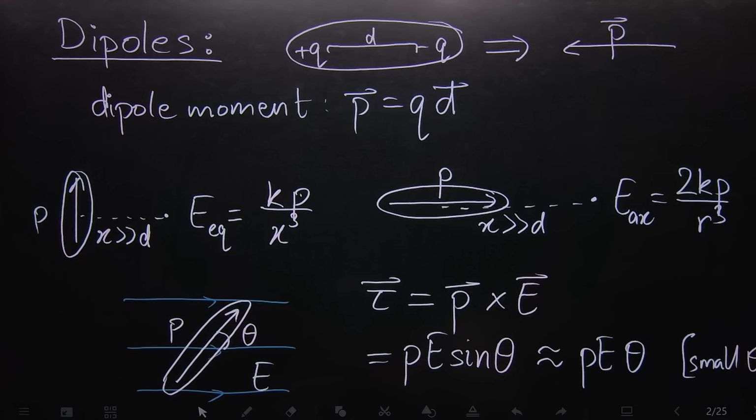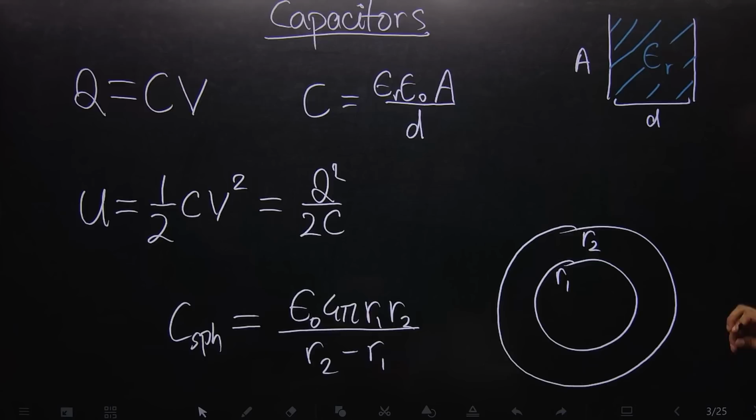It's very, very simple. All you need to keep in mind is that the torque is the cross product of dipole moment and the electric field.